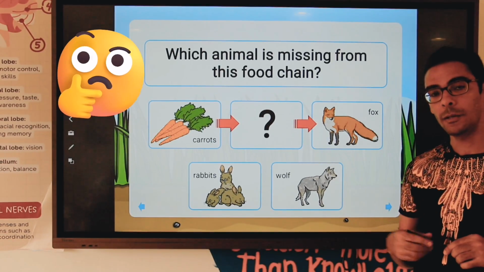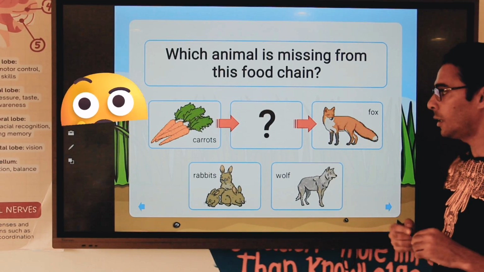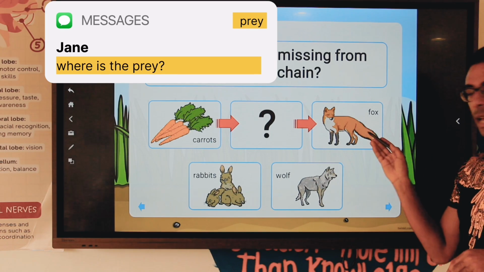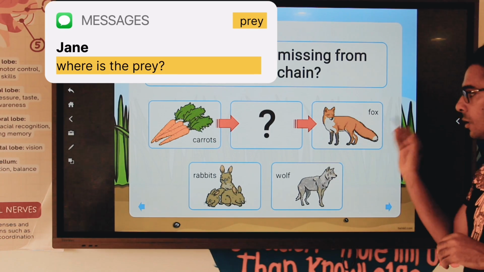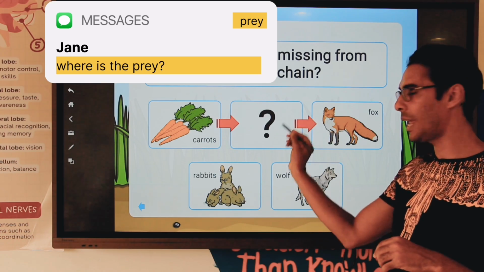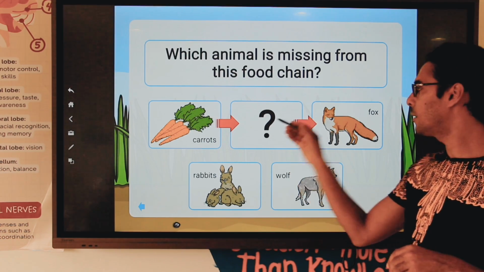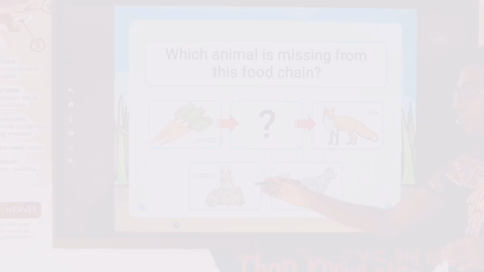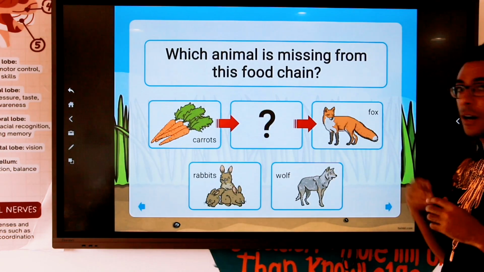You might be thinking about two main ideas. The first idea: if I have a plant and I have a predator here, a predator like the fox, then the missing item which is going to be here represents prey. An animal that could be the prey of the fox. And in this case, you might be looking for rabbits because they are prey of the fox.